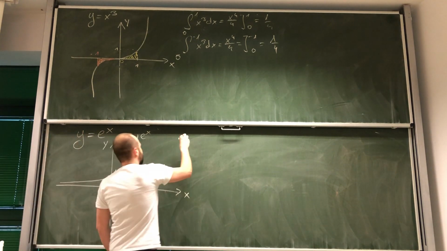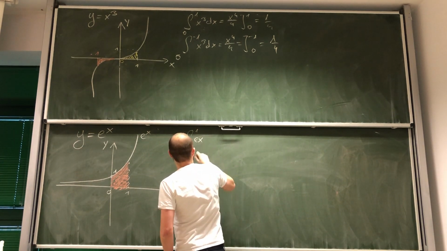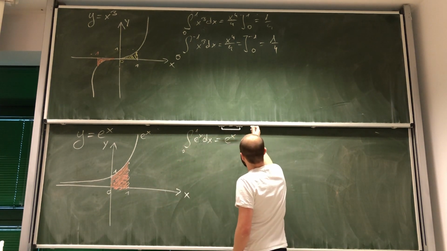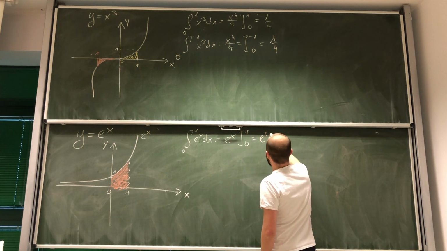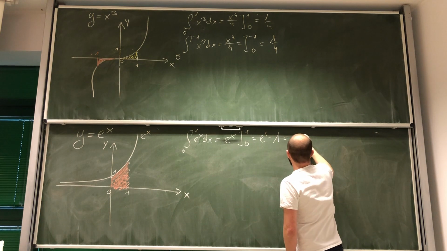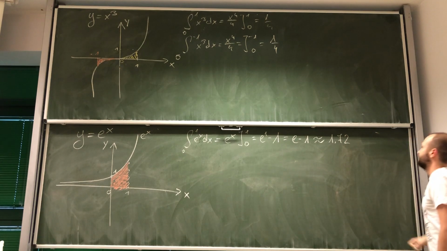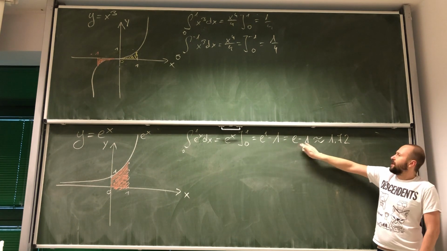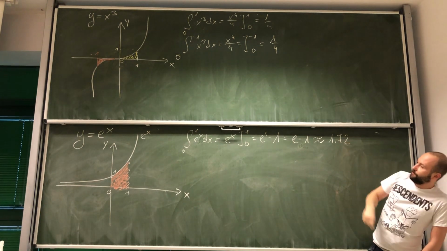Okay, so here we have to calculate the definite integral from 0 to 1 of e to the power of x dx, which is simply e to the power of x, from 1 to 0, which gives us e to the power of 1 minus e to the power of 0, which is 1. So this is e minus 1, so approximately 1.72. But of course, this answer is good enough, right? It's actually more precise than this one.